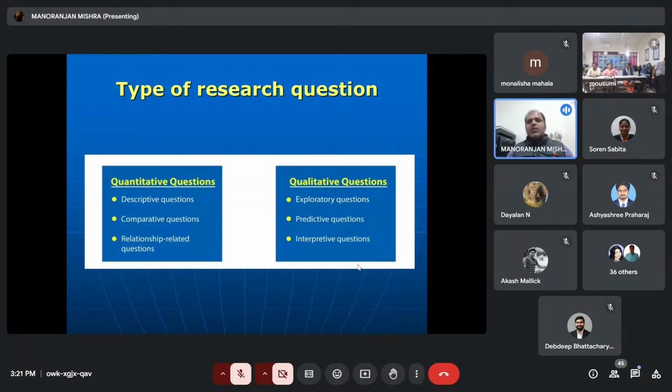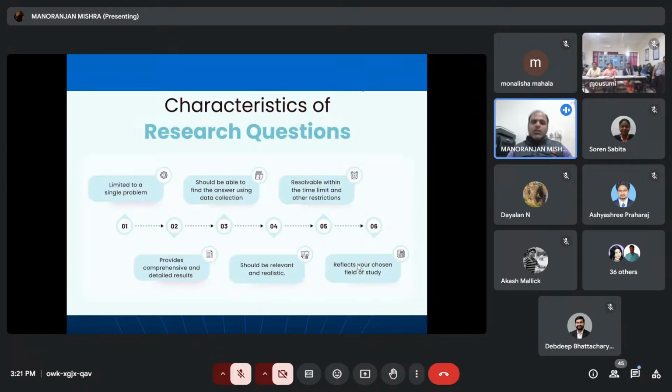Then these are the characteristics of a research question. It is limited to a single problem. Try to understand, as I said, disintegrate your research problem, which may be one or two research problems, into four research questions. So every single problem has to be translated into a research question. And in the case of a research question, you are putting a boundary. You are making your work more focused.